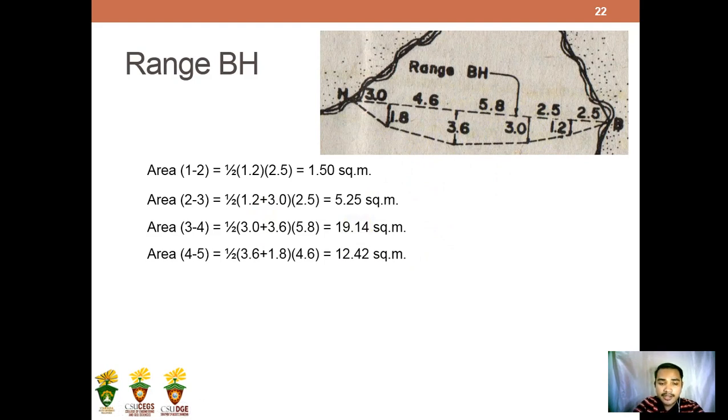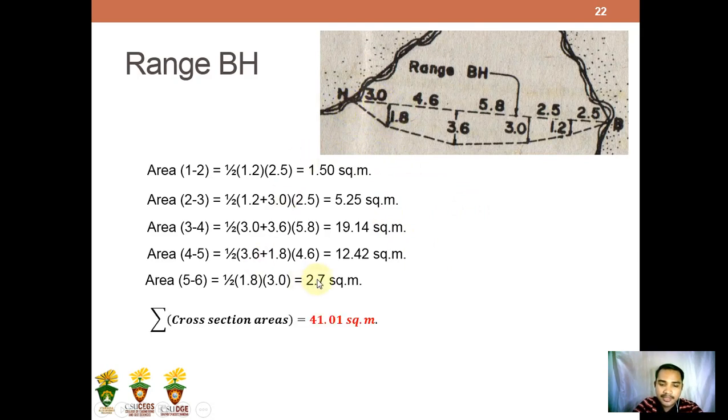Next is for the area between verticals 4 to 5. So we have 1/2 times the quantity of 3.6 plus 1.8 times 4.6, that is equal to 12.42 square meters. And lastly is for the verticals 5 to 6. Since this is a triangle, we need to use the formula for area of a triangle. We have 1/2 times 1.8 times 3.0. So that's a result of 2.7 square meters. And to get the overall cross-sectional area of this range, we need to sum these areas. So we have the summation of all the cross-sectional areas. That leads to 41.01 square meters.